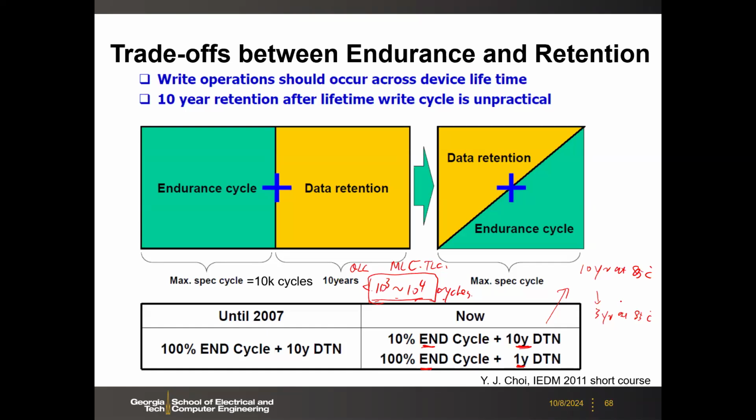Of course, for particular applications, like automotive, you still need a very high standard because you are not going to change your car every 3 years. So it depends on your application, okay?